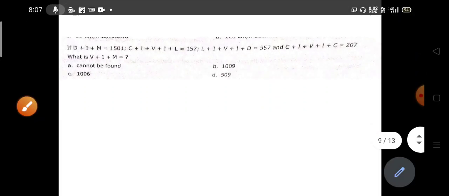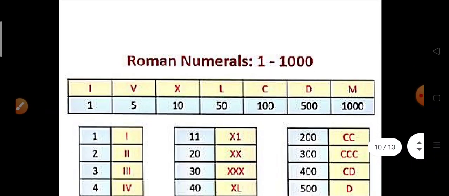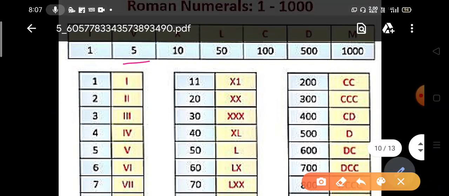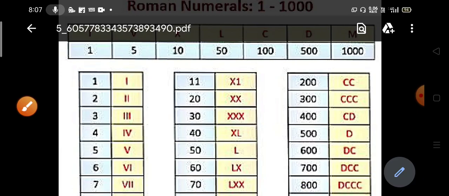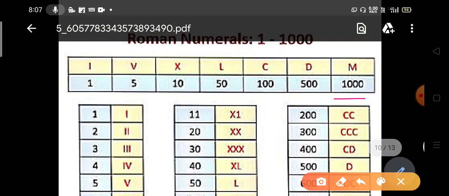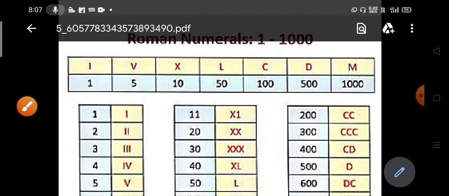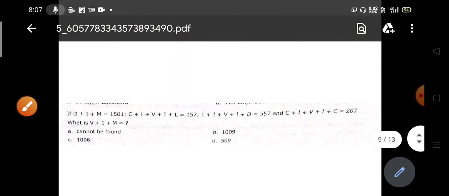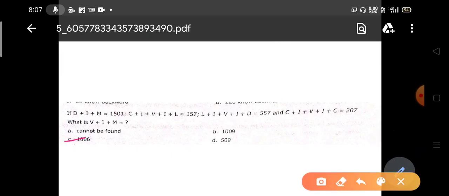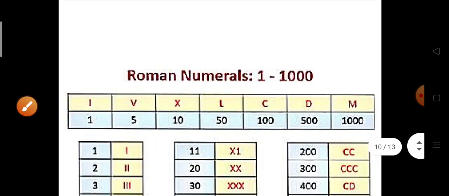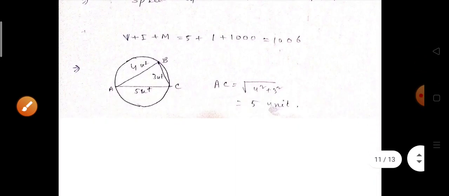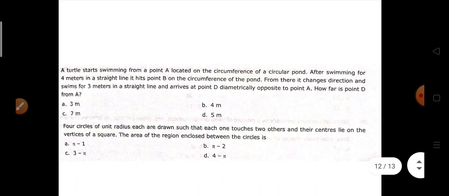So let's check the number for V, I, and M. V here is 5, I is 1, and M is 1000. So 1000 plus 5 plus 1 is 1006. So 1006 is option C. That is the correct option. Now let's go to the next question.